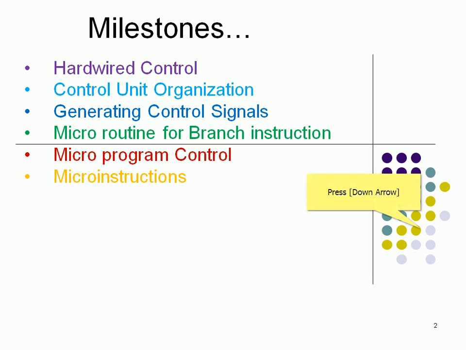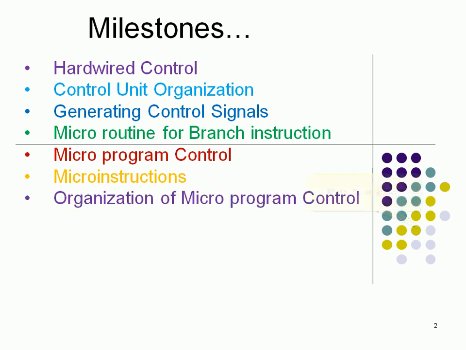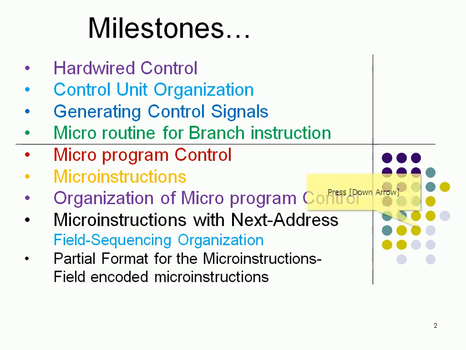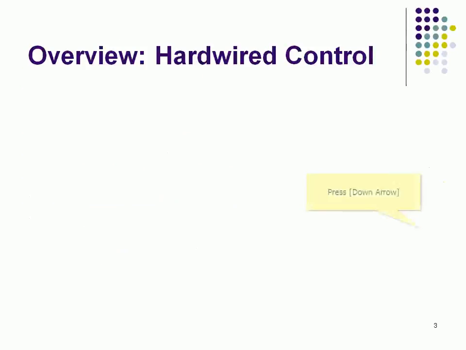The micro instructions are going to perform some concurrent micro operations. Organization of the microprogram control, which contains the set of micro instructions. So micro instructions with the next address field sequencing organization are also going to be discussed. The partial format for the micro instruction field, encoded micro instructions, are going to be discussed.